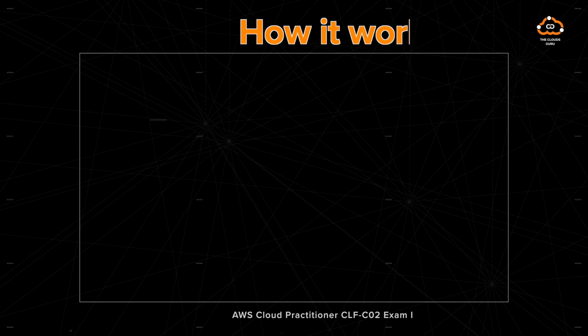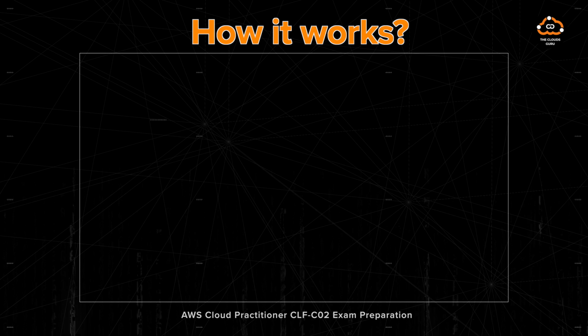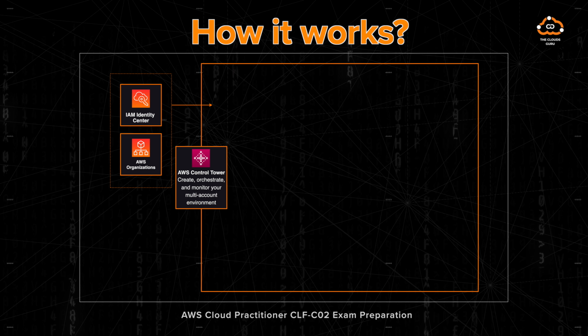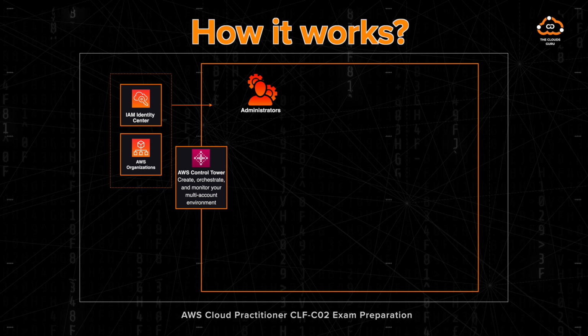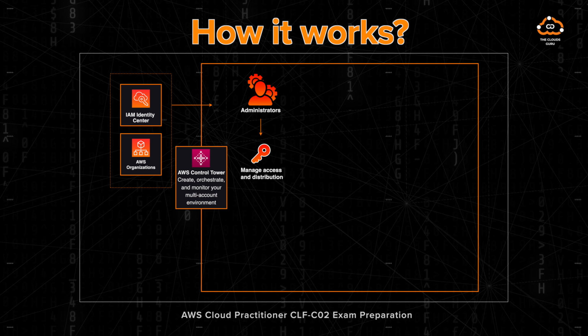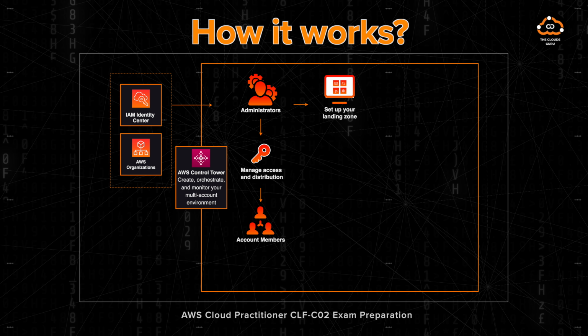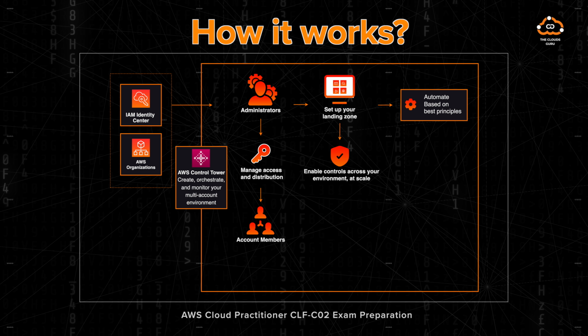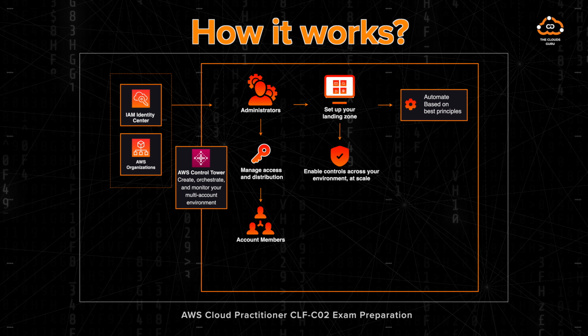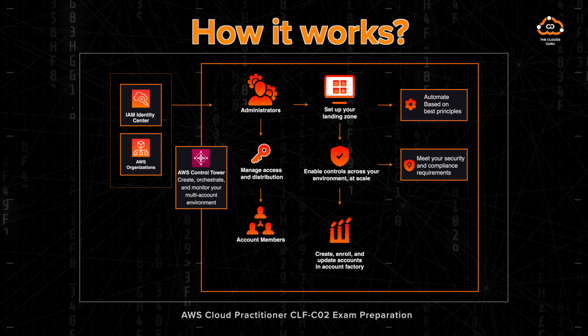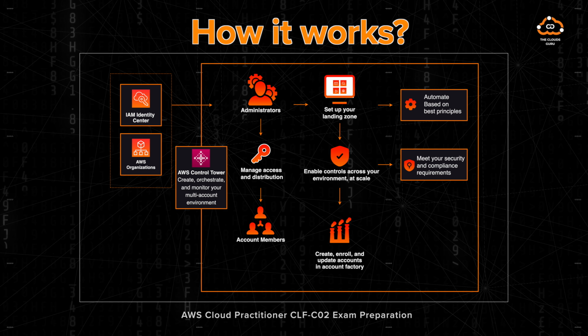How does AWS Control Tower work? IAM Identity Center and AWS Organizations aid AWS Control Tower in empowering administrators to manage access and distribution for account members. Then administrators set up a landing zone that automates best principles and enables controls across environments that meet your security and compliance requirements. Then it will create, enroll and update accounts in Account Factory.